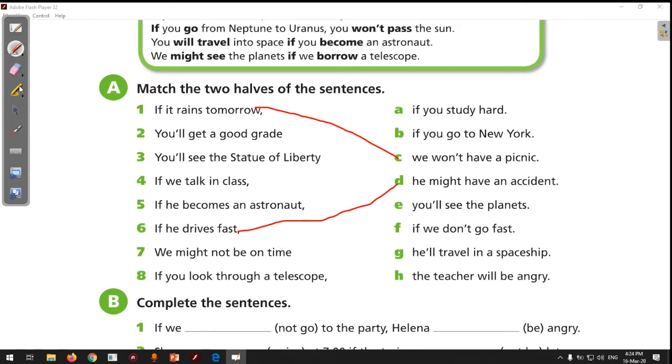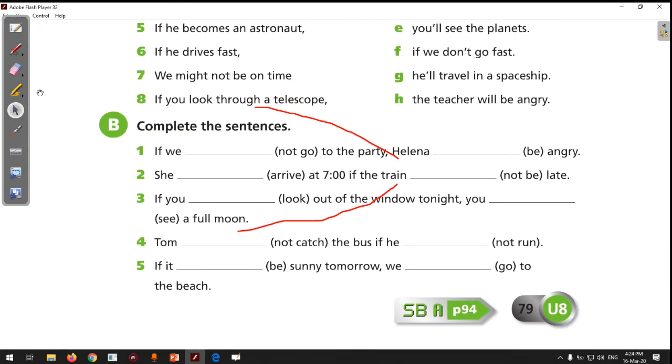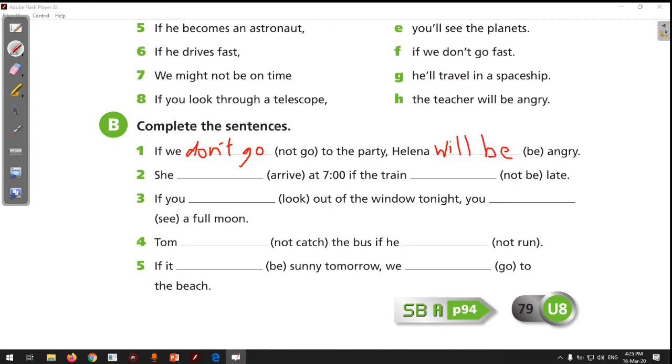It's an easy exercise. Let's see here. Complete the sentences. If we blank to the party, Helena blank. If we don't go to the party, because in negative form we add don't if the subject was plural here in present simple, and we can add go to the party. Helena, we will add the symbol future, will be angry.